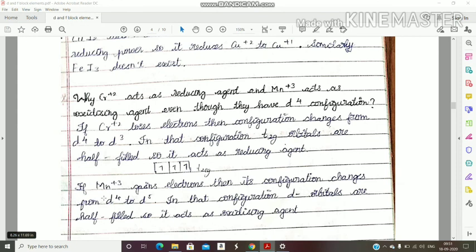In case of Mn plus 3, if Mn plus 3 gains electrons, then its configuration changes from d4 to d5. That means all d orbitals have one unpaired electron. That means it is a half-filled configuration. That means it is also stable. So in case of Mn plus 3 also, stable configuration is reached when it gains electrons. That is why it acts as an oxidizing agent. So this is a very important question for 1 mark.